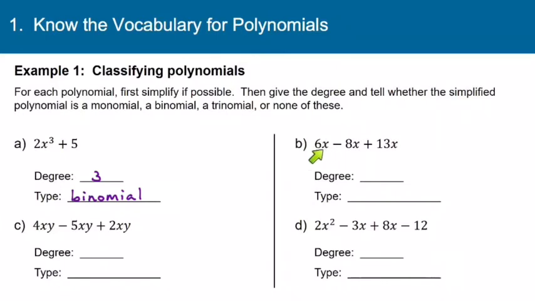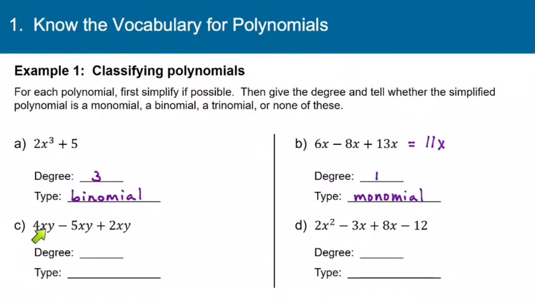On part B, we have 6x minus 8x plus 13x. Since these are all like terms, we should combine them before we try to answer the questions. So 6x minus 8x would be negative 2x, and negative 2x plus 13x would be 11x. So there's only one term here, and the exponent on this variable is a 1. So the degree of that term is 1. And because it's only one term, that is a monomial.